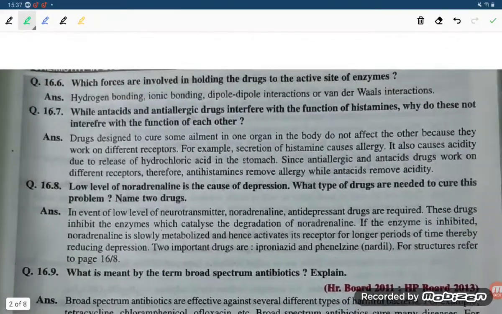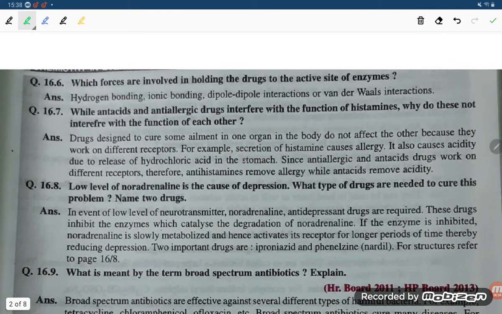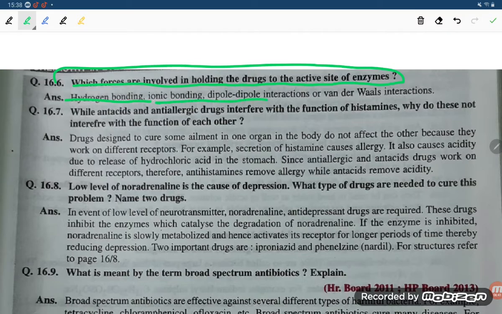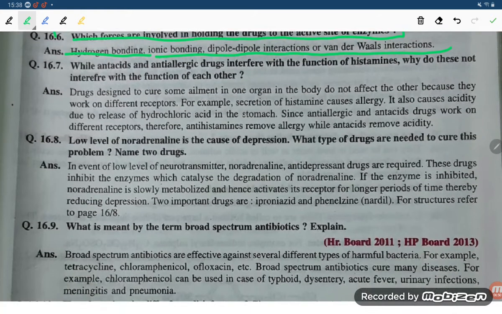Let us have a look over the next question. Which force is involved in holding the drug to the active site of the enzyme? So hydrogen bonding, ionic bonding, dipole-dipole interaction, or van der Waals forces of interaction are involved in holding the drugs to the active sites of the enzyme.